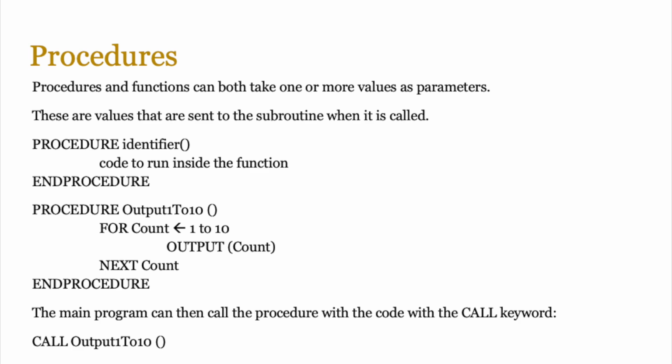So for count 1 to 10, we're going to output count. This is our simple 1, 2, 3, 4, 5, 6, 7, 8, 9, 10. But instead of doing it again and again in every program, we're going to create this subroutine called output 1 to 10. And then whenever we want to count from 1 to 10, we're going to use the command word call to call the output 1 to 10 procedure. And whenever it's called, it's going to just simply output 1, 2, 3, 4, 5, 6, 7, 8, 9, 10.